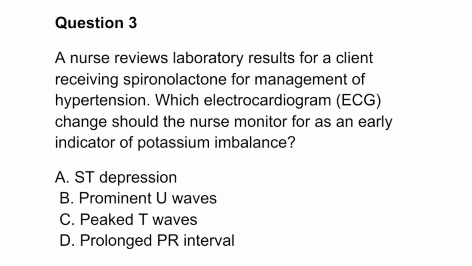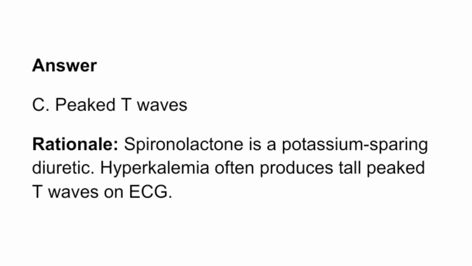Prolonged PR interval. The answer is C. Peaked T waves. The rationale is spironolactone is a potassium-sparing diuretic. Hyperkalemia often produces tall peaked T waves on ECG.